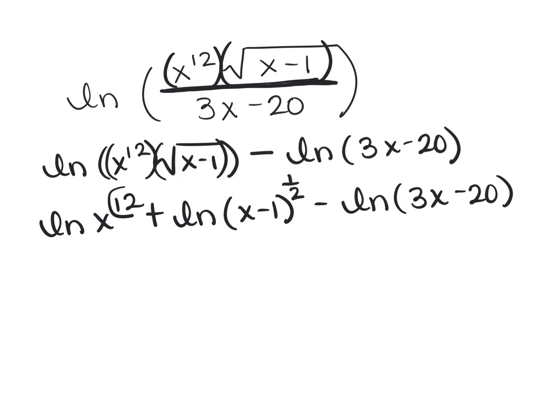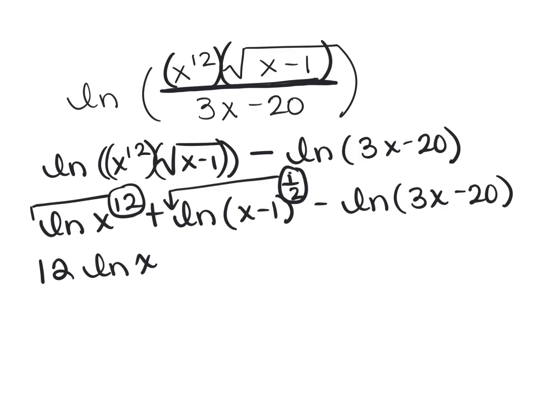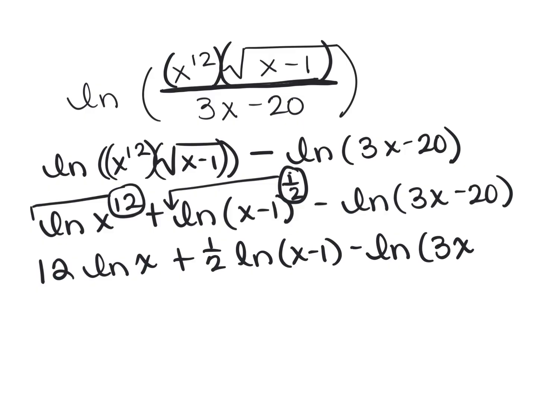The only thing left to do is take these numbers out to the front of each of these terms. So we will have 12 natural log of x plus 1/2 natural log of x minus 1. And lastly, subtracting the natural log of 3x minus 20.